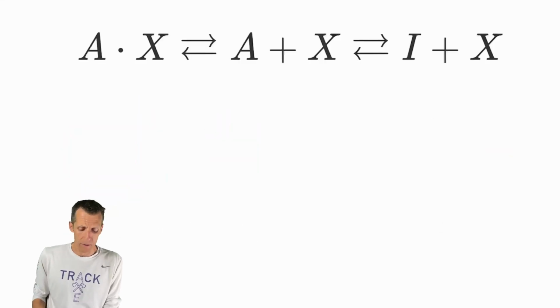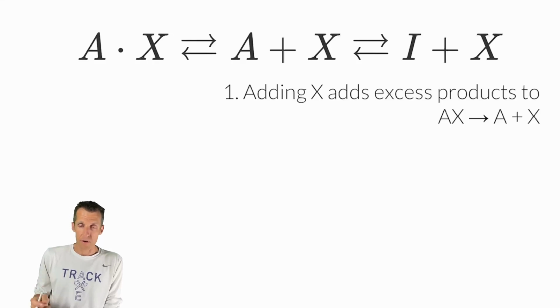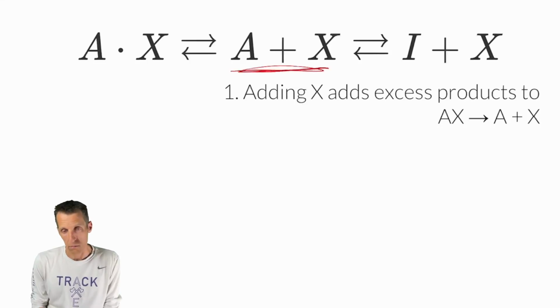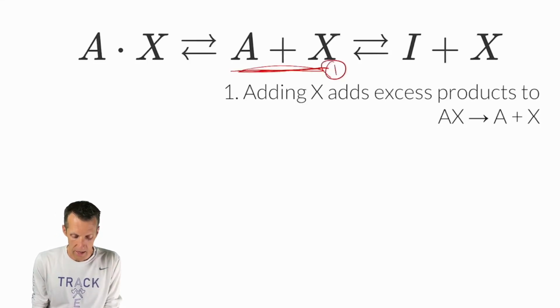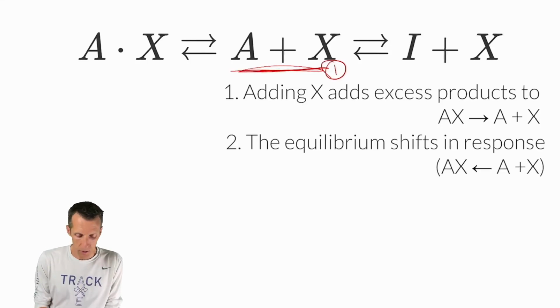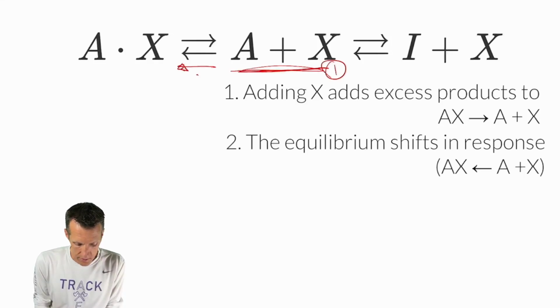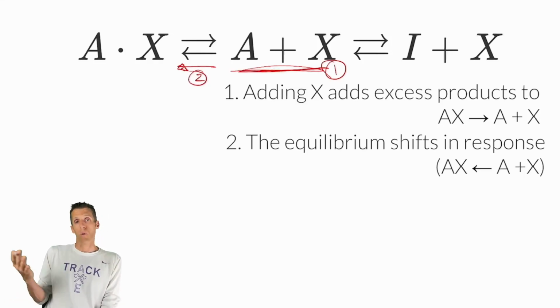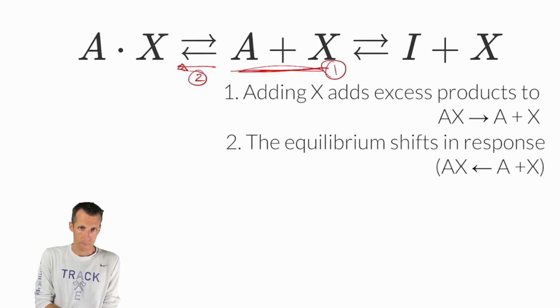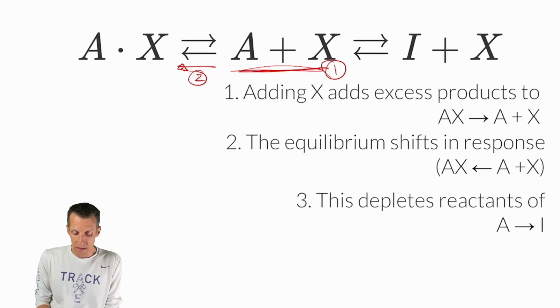Let me restate that because it's a little bit complicated sounding. There are 4 steps we have to worry about in an equilibrium like this. First, we're adding excess X, and that's going to add excess products here, right? So this is 1, we're adding excess products. This is going to shift the equilibrium, so we're going to drive this equilibrium in this direction. And that's because we're adding products, so we need to shift to favor reactants to balance out the system. But as we do this, we're depleting the reactants of this reaction, right? Of A going to I. That's being depleted.